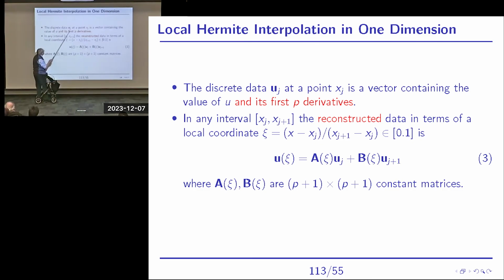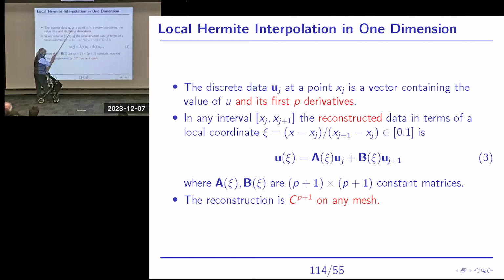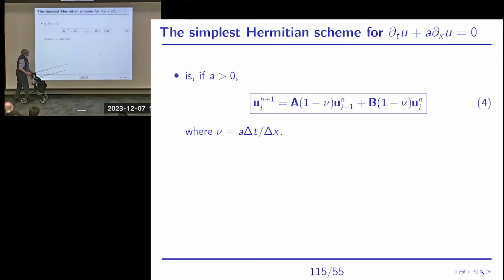The data at each grid point consists of the value of that grid point, and it's a vector which has that as its first entry. Higher entries are the various derivatives at that point. And there is a function then that joins those two grid points. Again, it's a vector between the grid points. It is some matrix times the data on the left-hand end of the interval, and some other matrix times the data at the right-hand end. A and B are constant matrices.